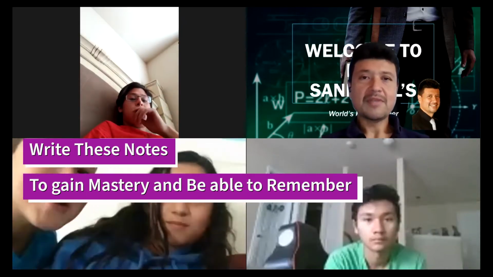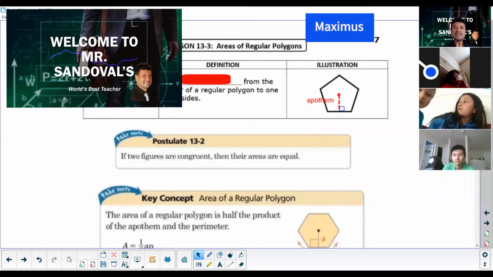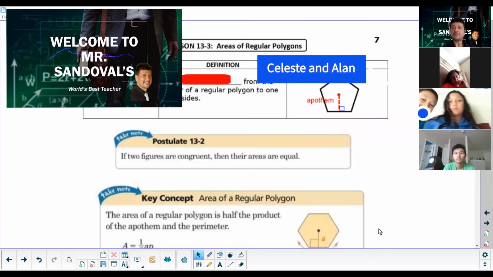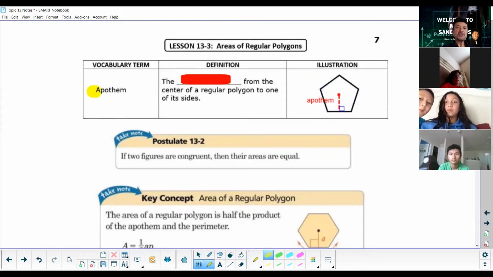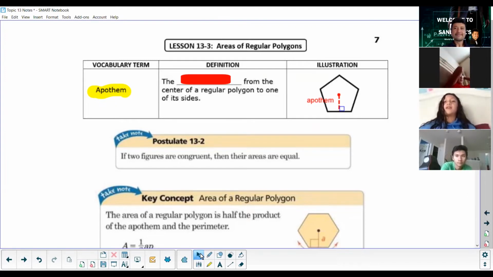Okay. All right, good. Today we're going to talk about areas of regular polygons. With that, Celeste, why don't you go ahead and read this new term? Apothem? It's actually called apothem. Apothem. All right, good. And then go ahead and read the definition. The blank the center of a regular polygon to one of its sides.